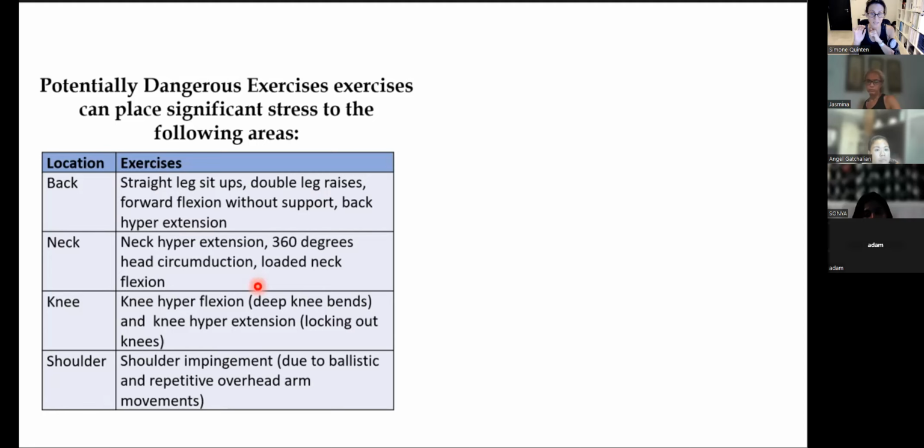So be careful with that. You see that often when they're doing their shoulder and when you're working their traps, that they're warming up with this. And that is a good exercise when you do it controlled and when you know how to do it, okay? So in your knee hyperflexion, deep knee bends and stuff like that, or when you're locking out your knees, that is not a good idea.